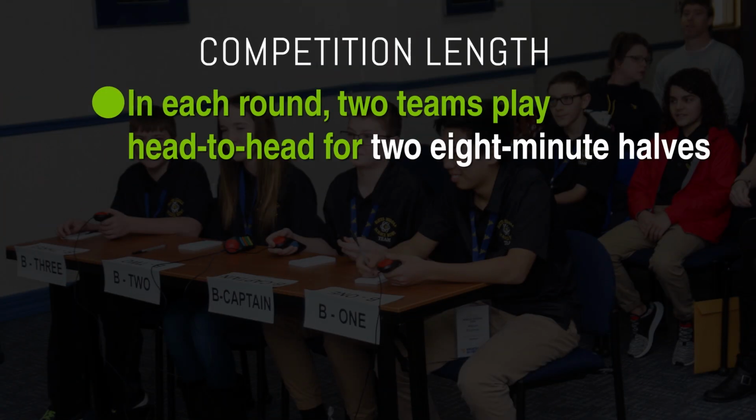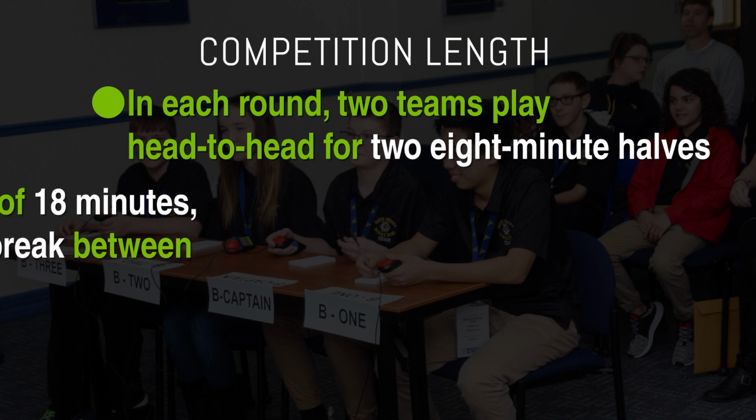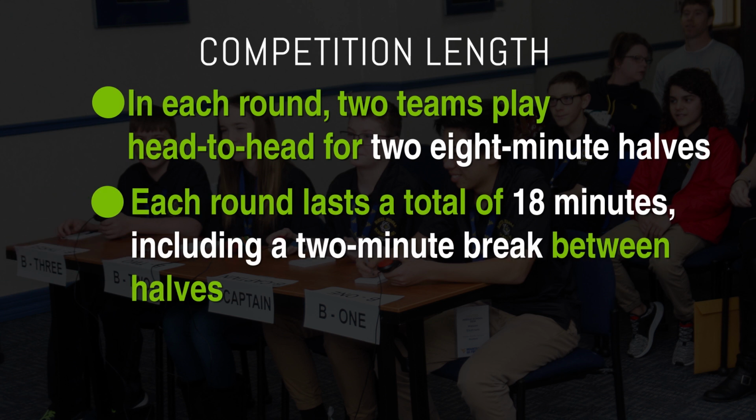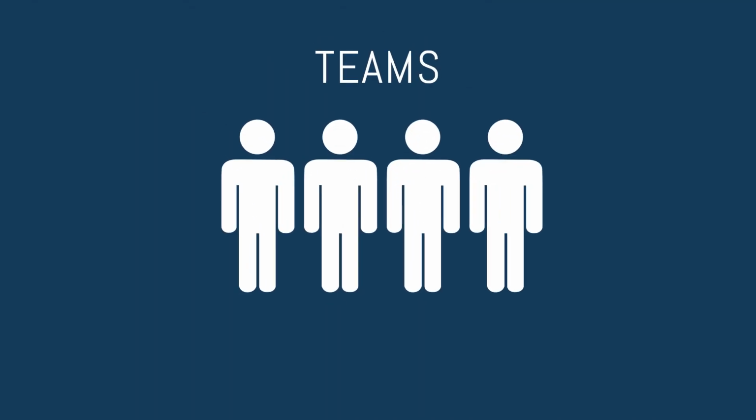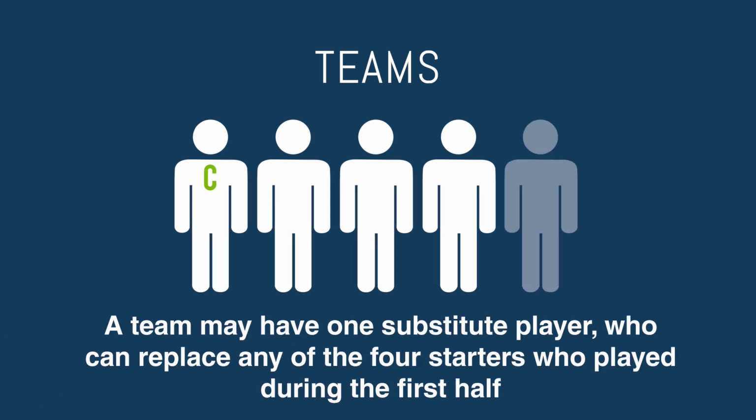In each round, 2 teams play head-to-head for 2 8-minute halves. Each round lasts a total of 18 minutes, including a 2-minute break between halves. 4 students play on each team, with 1 designated as the team captain. A team may have 1 substitute player who can replace any of the 4 starters who played during the first half.